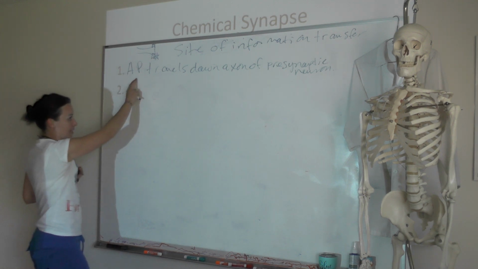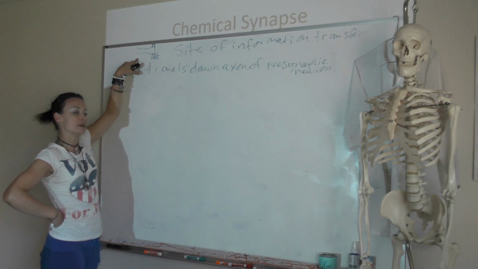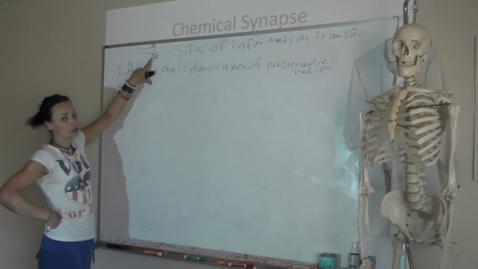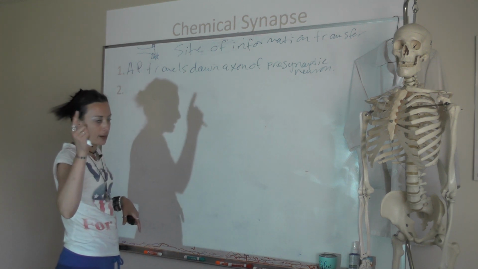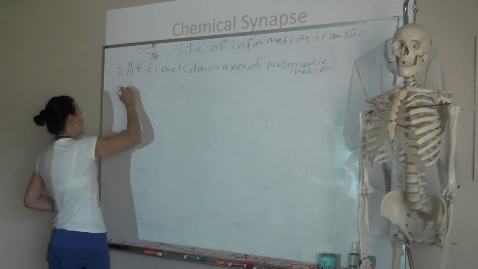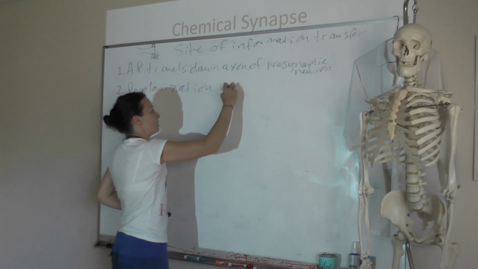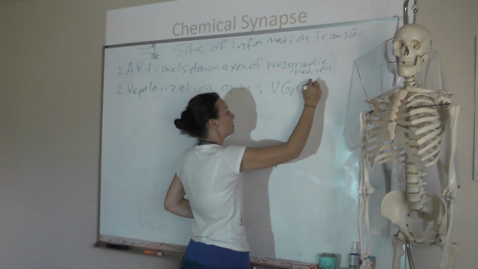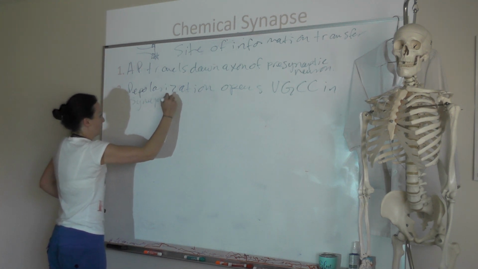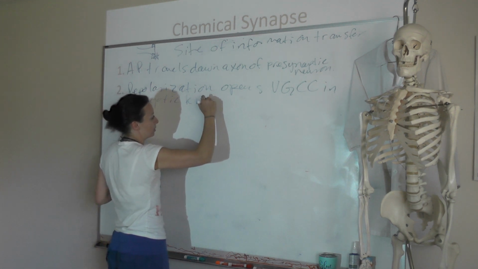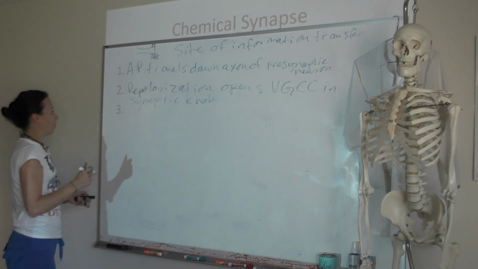Now, when our action potential is coming down here, the depolarizing swing of that action potential is going to cause those voltage-gated calcium channels to open. So let's write that down and see if we can wrap our head around what that means. So the depolarization opens voltage-gated calcium channels in the synaptic knob, or axon terminal, or whatever it is you want to call it.